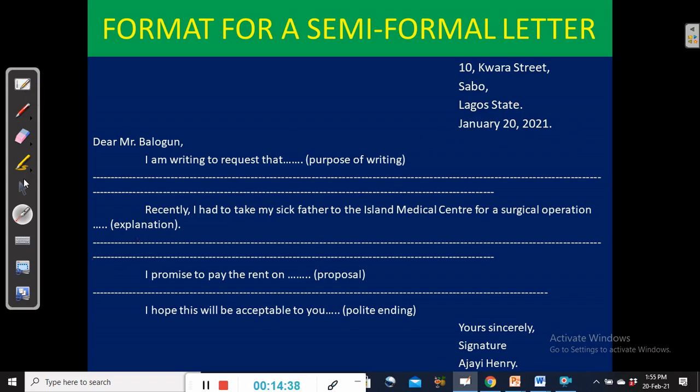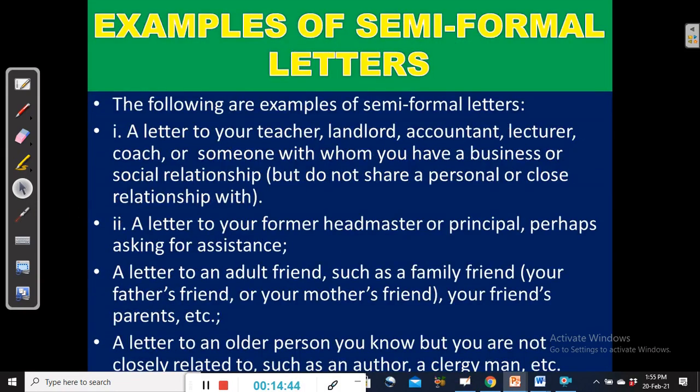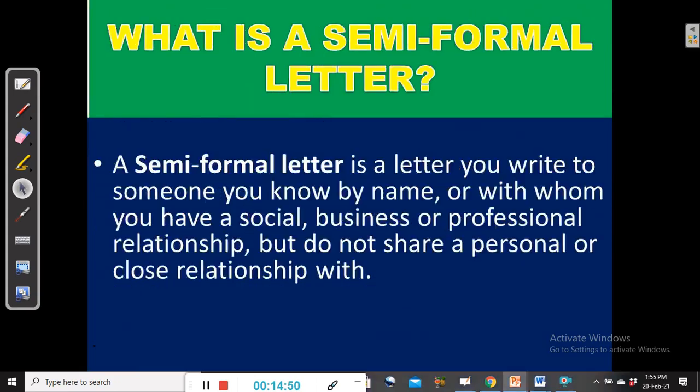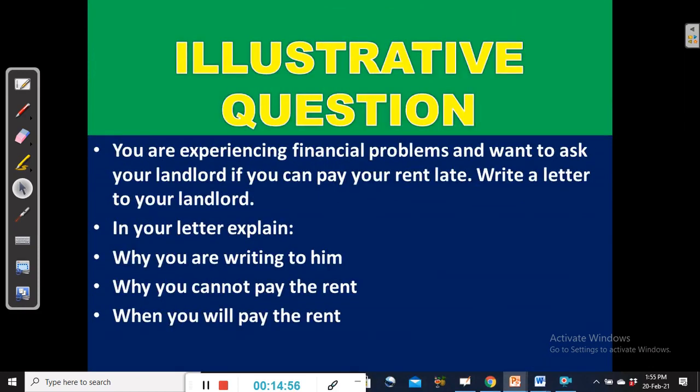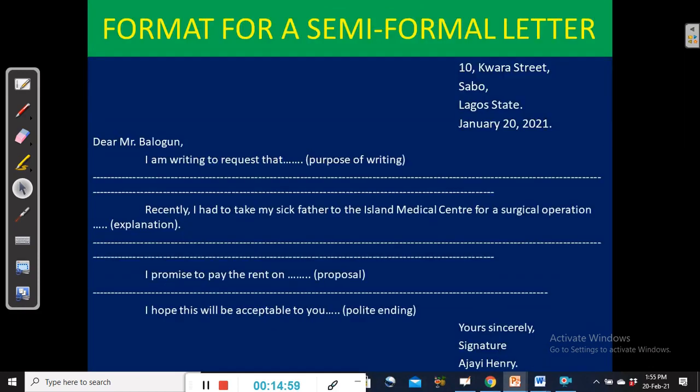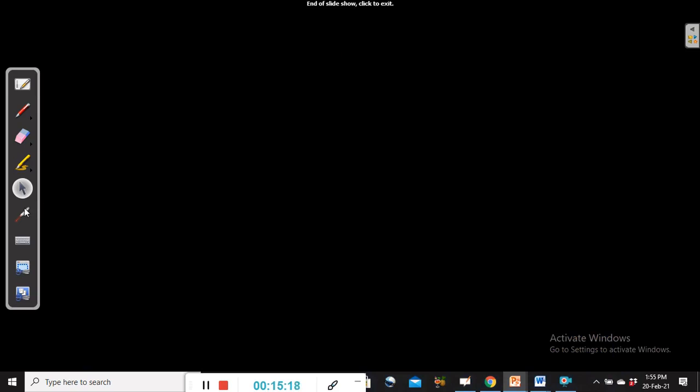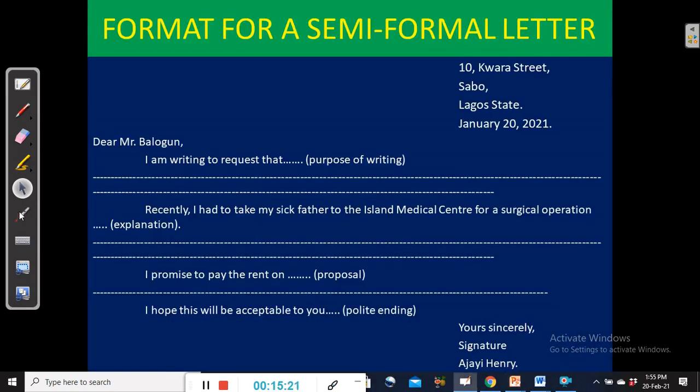Of course, it is possible that we have actually omitted something I would have explained to you, and that is the features. All right, so let's treat it together here. We shall be looking at the features alongside the sample. Of course, a quick rundown of the features of a semi-formal letter. You have the writer's address, that's number one, followed by the date, which you can see here. All right. Let's get back to it.